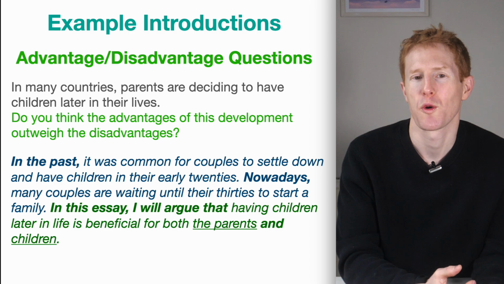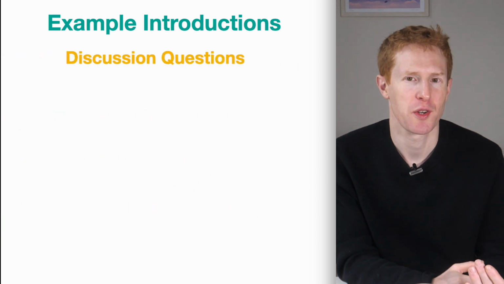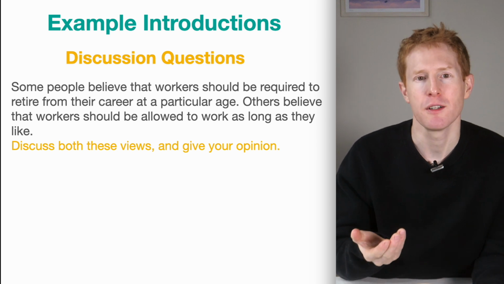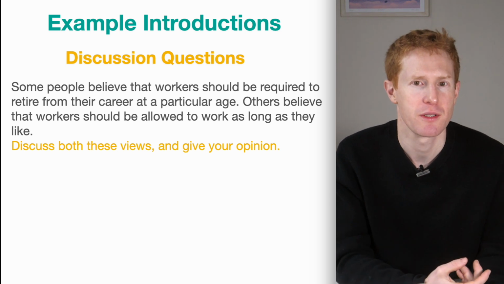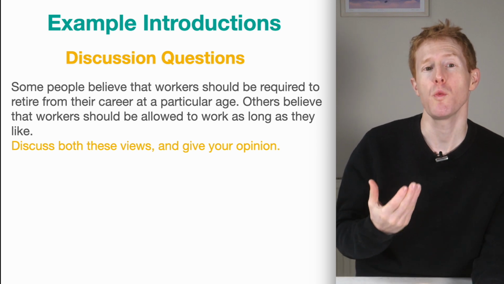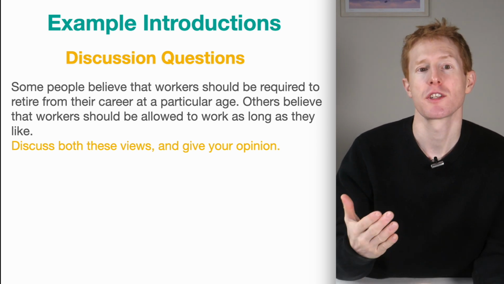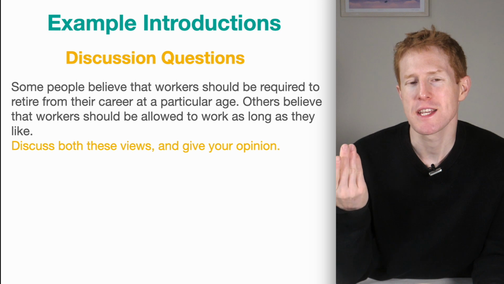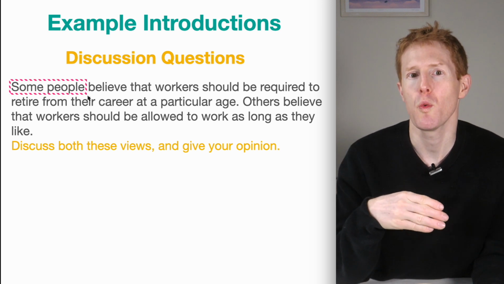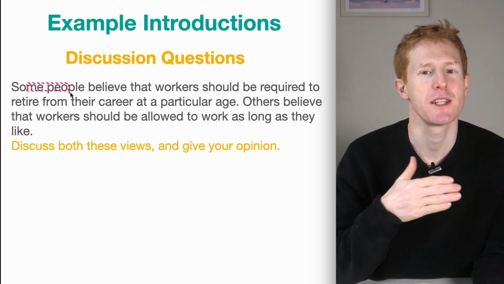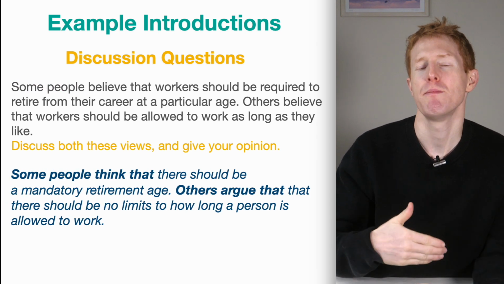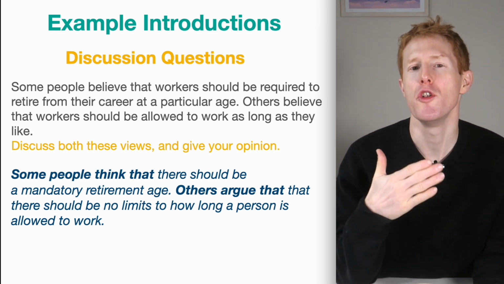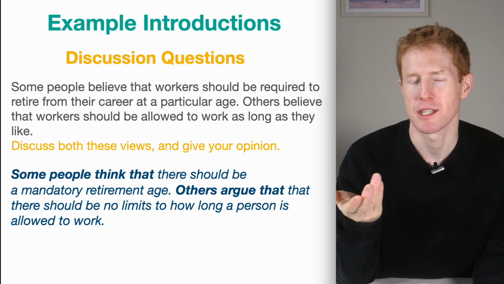Alright, let's look at a discussion question. Some people believe that workers should be required to retire from their career at a particular age. Others believe that workers should be allowed to work as long as they like. Discuss both these views and give your own opinion. Now, we've got the phrase "some people" in the rubric, so we use our contrasting opinions template. Some people think that there should be a mandatory retirement age. Others argue that there should be no limits to how long a person is allowed to work.